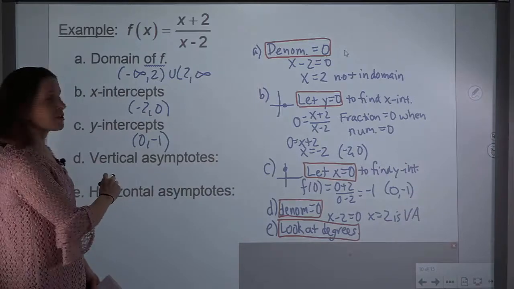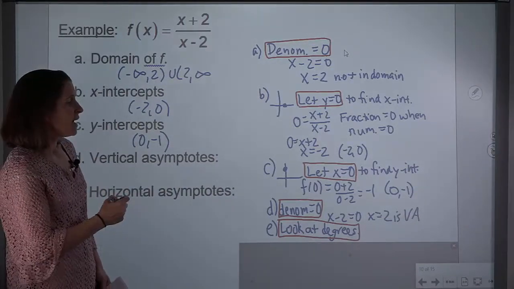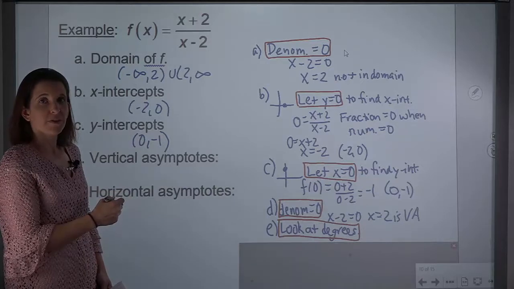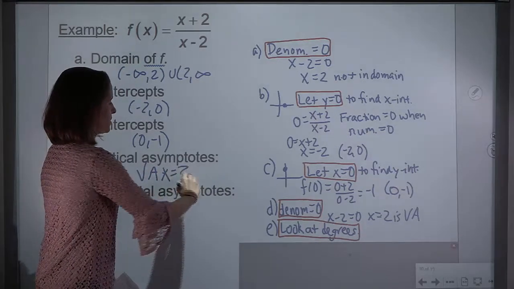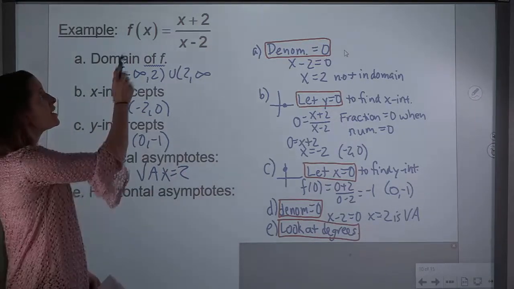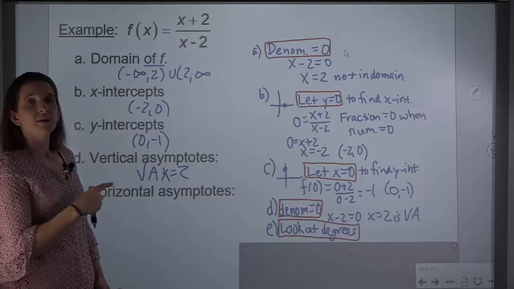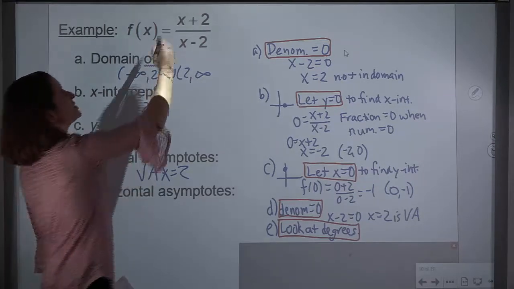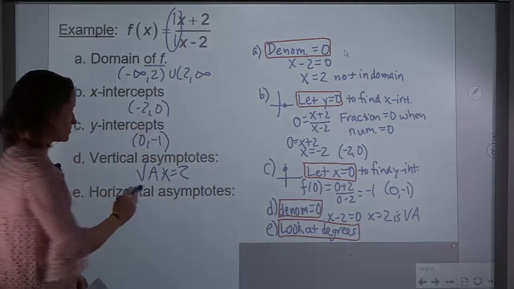Then for vertical asymptotes, denominator equal to 0, we've actually already done that work, and that happens at x equals 2. So we have a vertical asymptote at x equals 2. Then for horizontal asymptote, we're looking at the degrees. This is the nice case where they have the same degree. They both have a power of 1, and so it's the ratio of the leading coefficients, which are hidden ones, and so it's y equals 1.